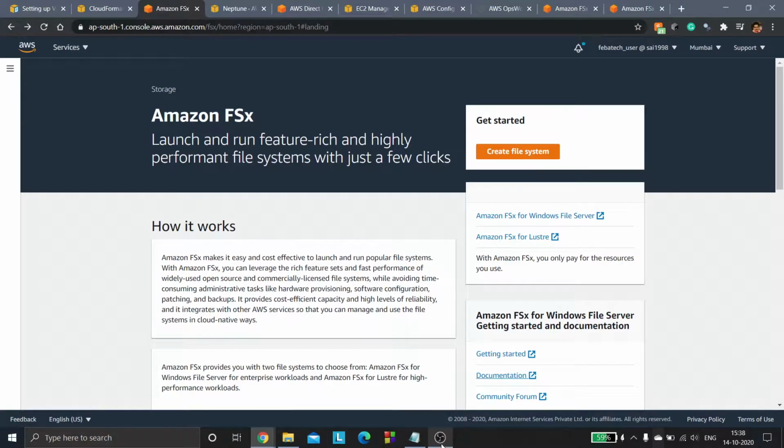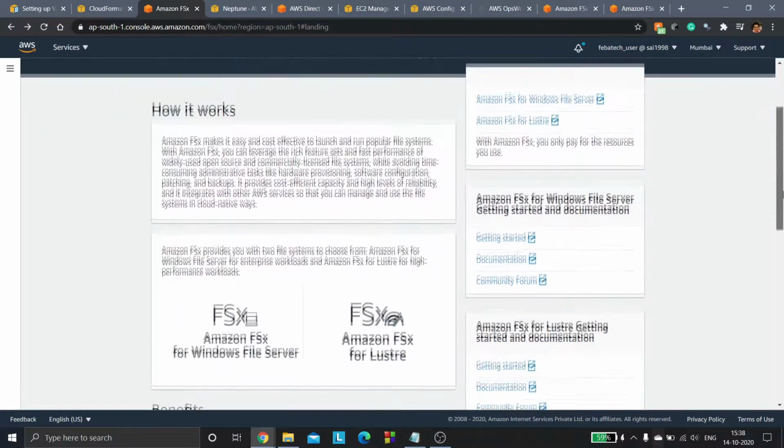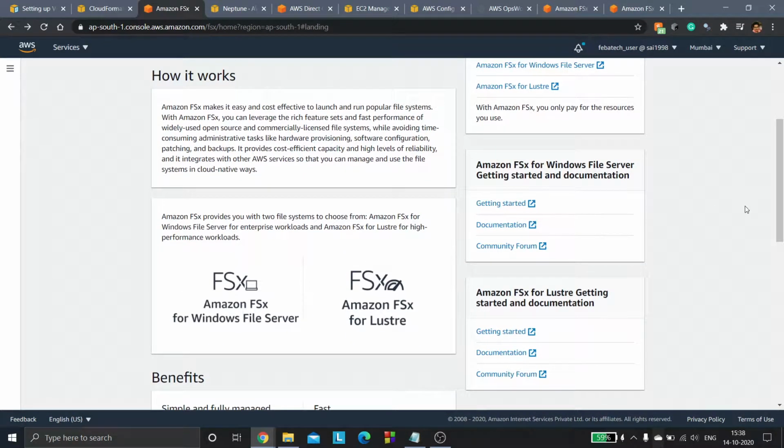In this video, we will get an overview about various essential AWS services. So we will start with the Amazon FSx service. FSx is a file system storage service in the cloud, and with the help of this service you can launch and run popular file systems. Amazon FSx provides us with two file systems.